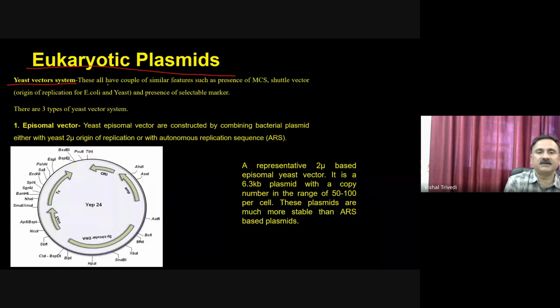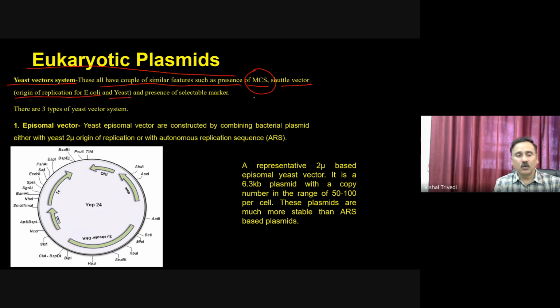So in the yeast vector system, these have a couple of similar features, such as the presence of a multiple cloning site. You can have the shuttle vectors. Shuttle vector means the vector which has the origin of replication for E. coli and yeast, which means these vectors can grow in E. coli, and they can also grow in yeast. And then you also have the selectable markers. So there are three different types of yeast vectors.